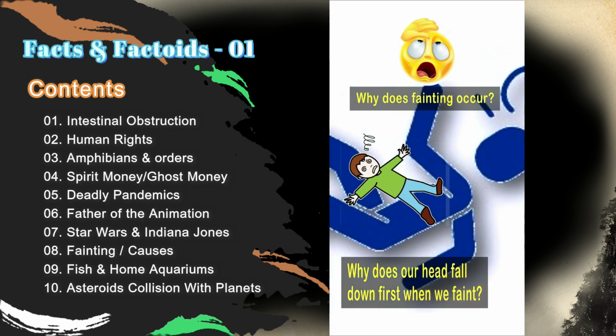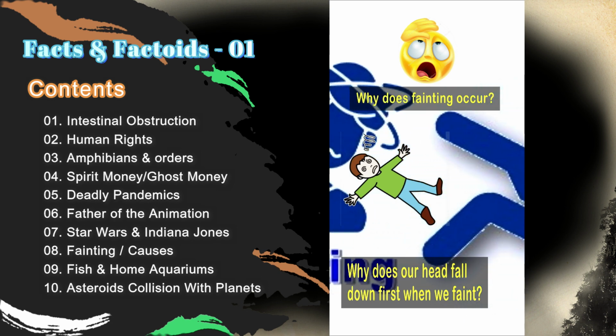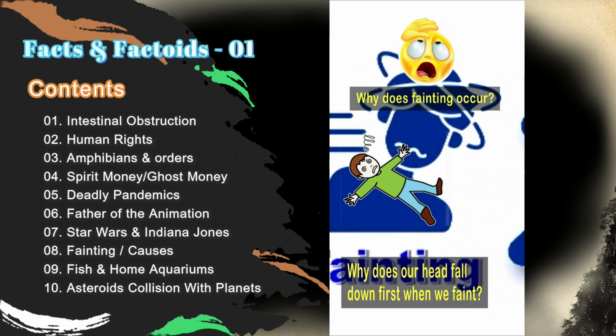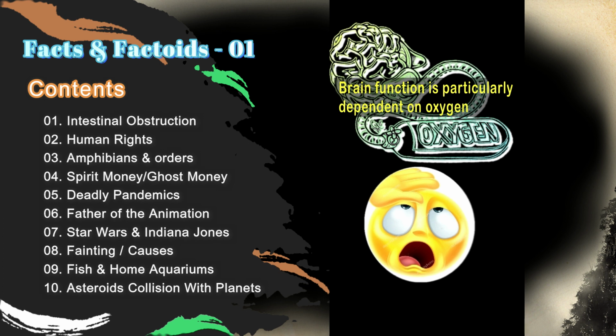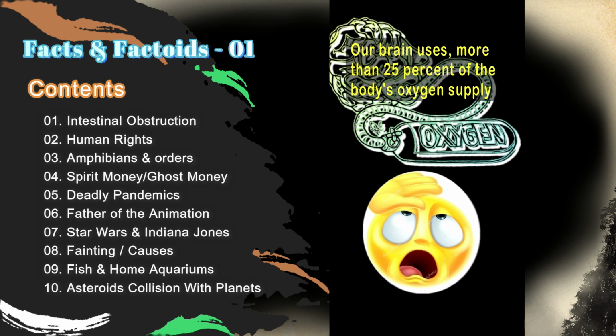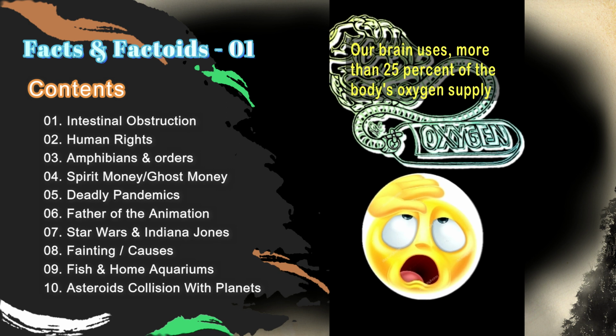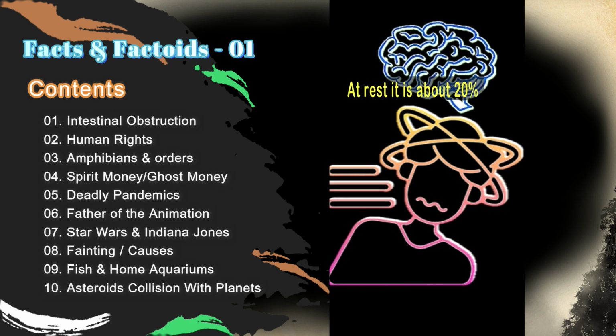Why does fainting occur? Why does our head fall down first when we faint? Fainting is called hypoxia. Brain function is particularly dependent on oxygen. Our brain uses more than 25% of the body's oxygen supply. At rest it is about 20%.